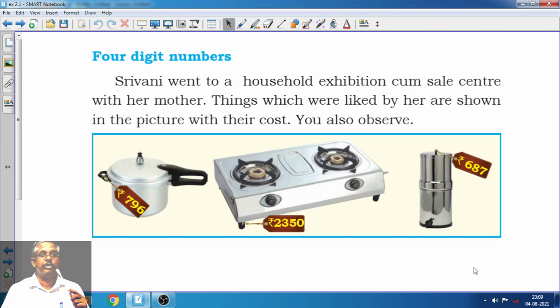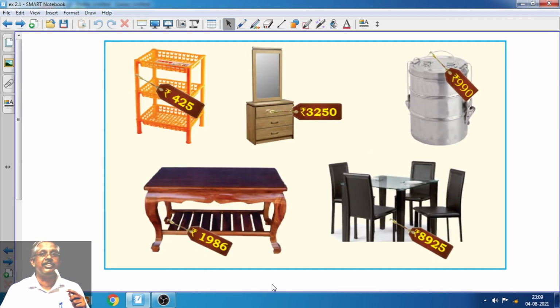That is, according to me, we are supposed to learn this rupees 2350. So, it is now my duty to make Srivani understand 2350, that is a 4-digit number. Okay, forget about Srivani. Let us see from your side.